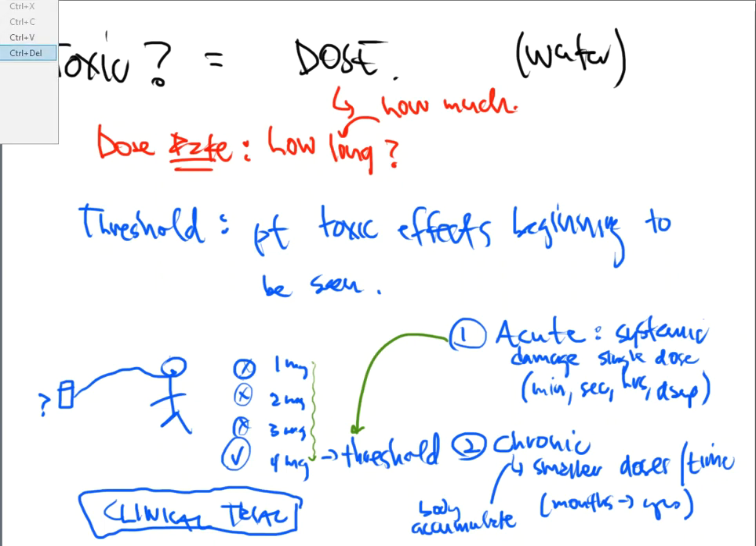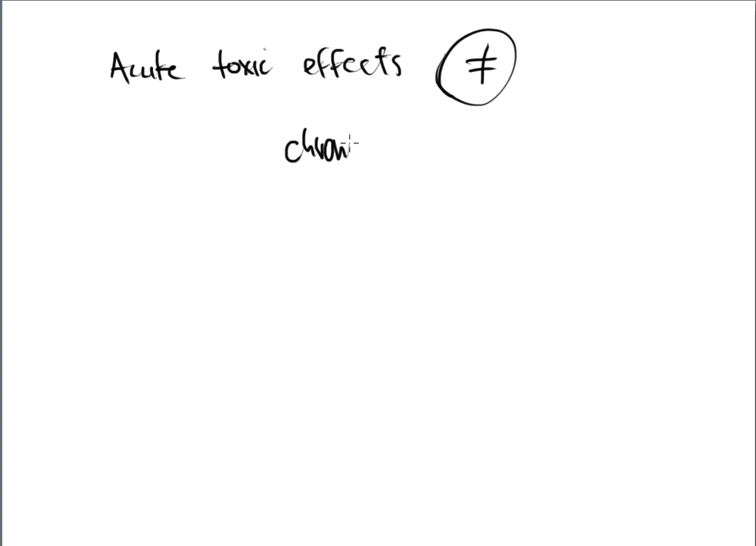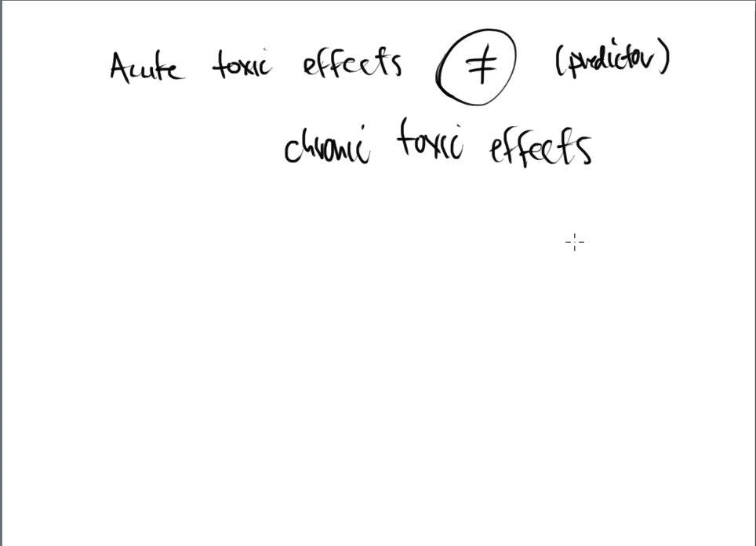Now, here's the misconception that a lot of people have. Acute toxic effects have nothing to do with chronic toxic effects. Meaning they could be related. If they are related, then that's just by circumstance, right? You got lucky. Acute toxic effects do not give you an idea or a predictor of what the chronic side effects might be. You have to treat them separately.